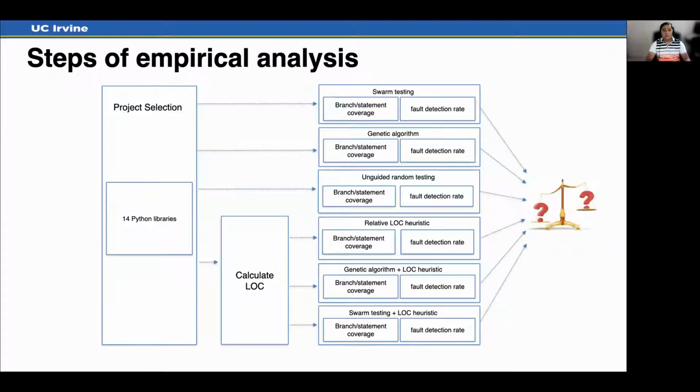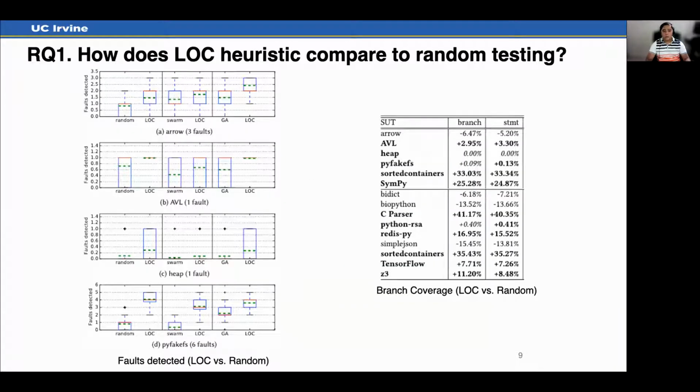We ran each test generation method 100 times for 60 seconds on each SUT and used those runs as a basis for evaluation. Now, looking at the results, the graph on the left side shows the result for RQ1 in terms of the faults detected. As you can see from the highlighted boxes, the LOC-based approach identified more faults compared to random test generation, specifically for 11 of the 15 SUTs.